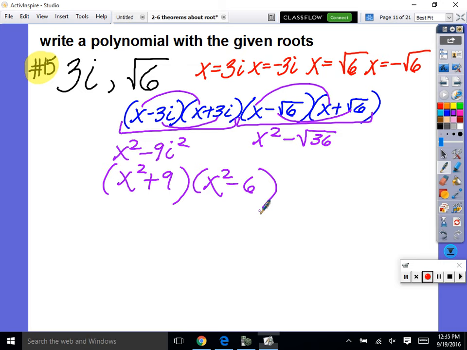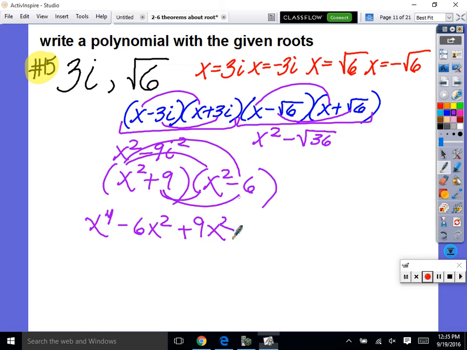Now we will double distribute and combine like terms. X squared times x squared is x to the 4th. Then we're going to have minus 6x squared plus 9x squared minus 54, correct? Combining like terms, we have x to the 4th plus 3x squared minus 54 equals 0. Now guys, if I said solve this, wouldn't it be a u substitution? So do you see how we're going backwards?